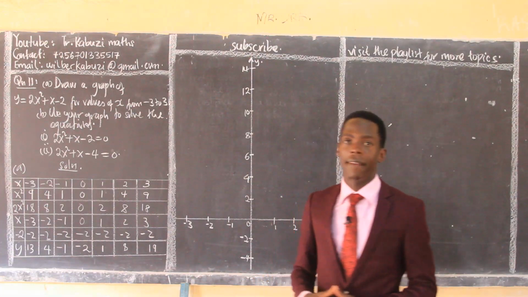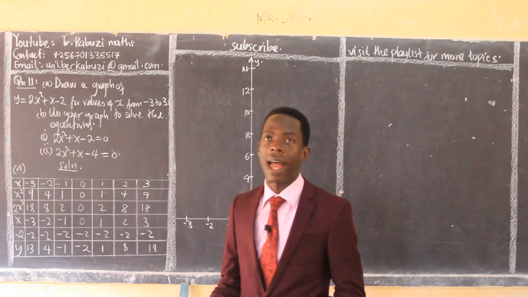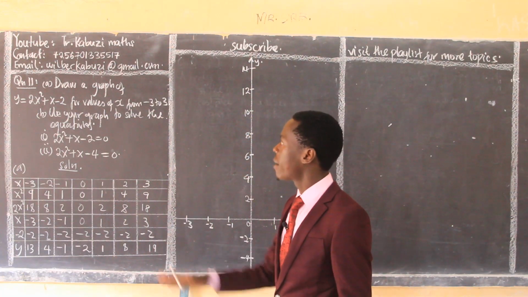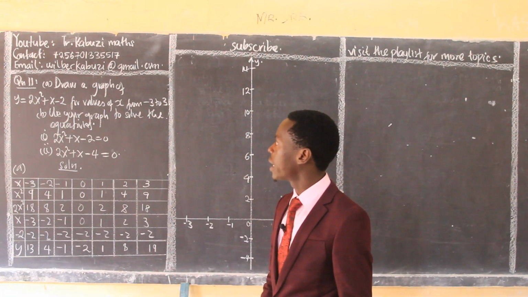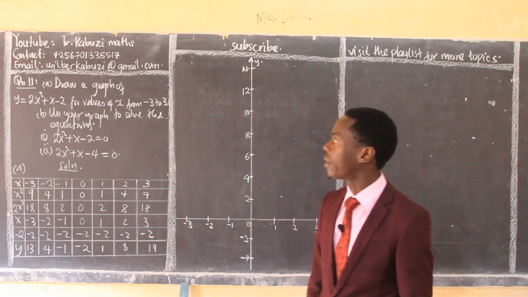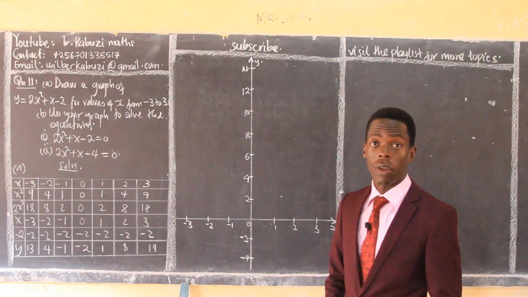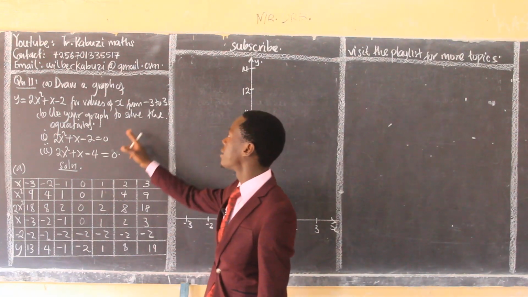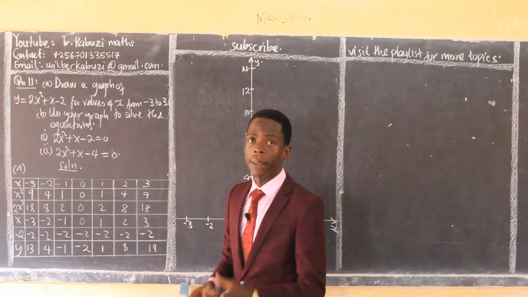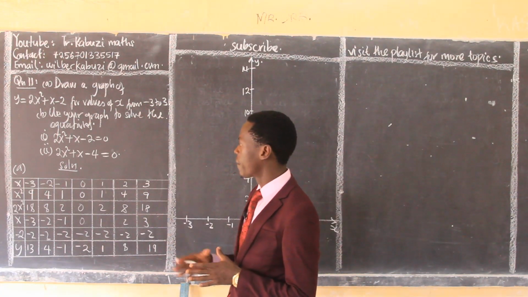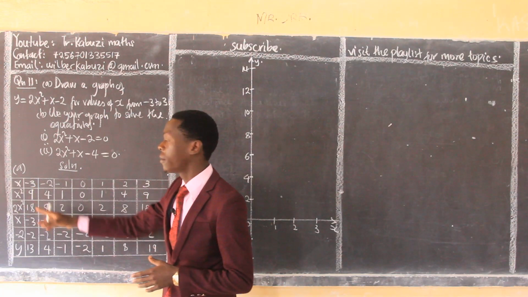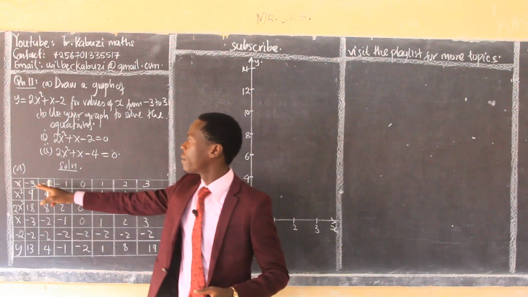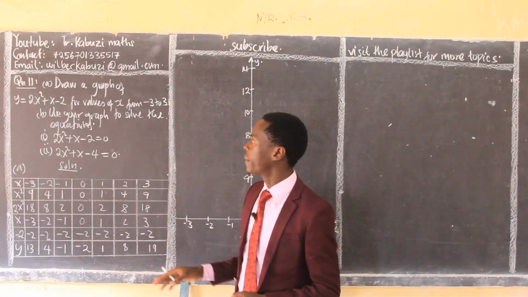Okay, now number 11 was about quadratic curves, on how to draw the quadratic curves. It was saying draw a graph of y equals that for values of x from -3 to 3. Use your graph to solve the equations. First we had to draw the table, letting x go from -3 to 3. So in that table, we put the values of x in that range, from -3 up to 3.